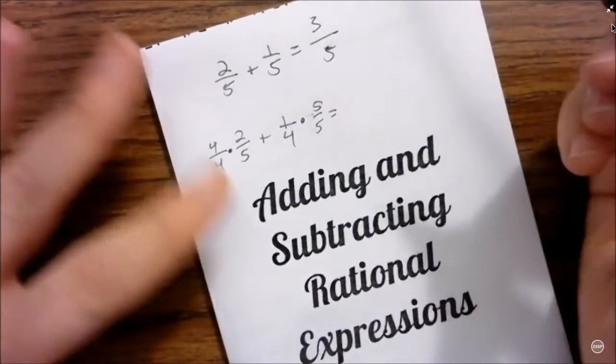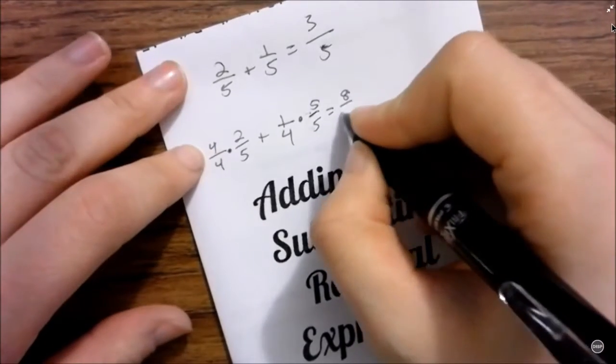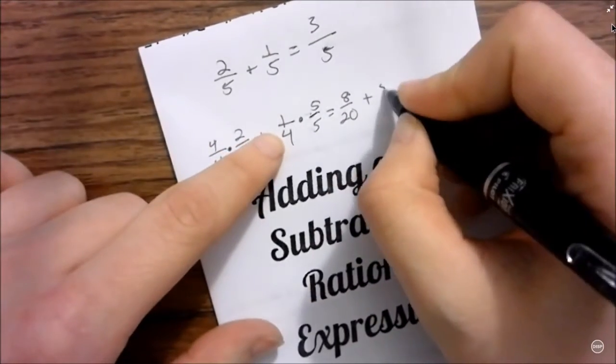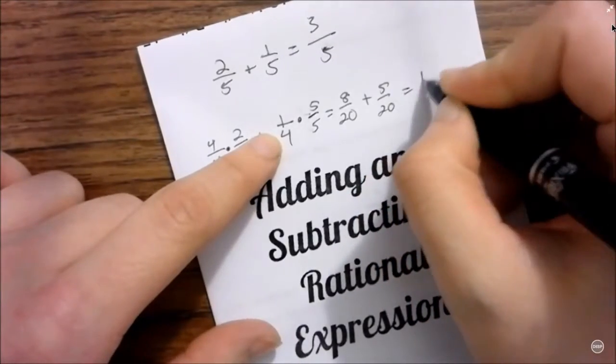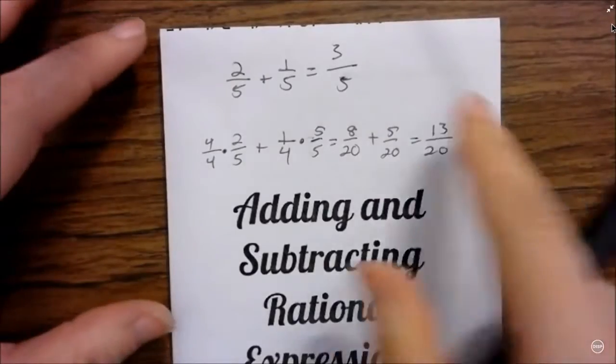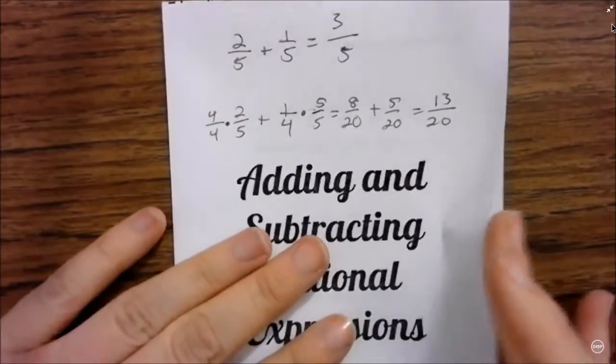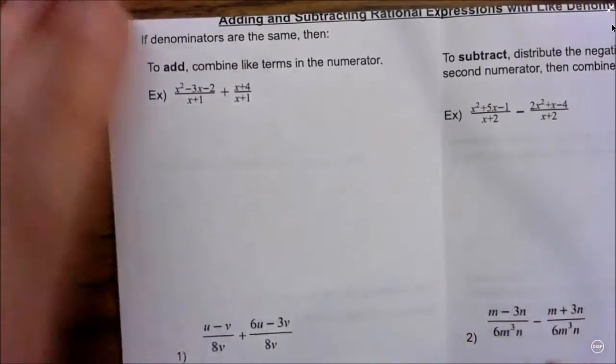And this is exactly what you're going to do when you have a rational expression. So I have 8/20 plus 5/20, which equals 13/20. Keep this process in mind as we go through our rational expressions because it's the exact same process. So let's first try some with a common denominator.